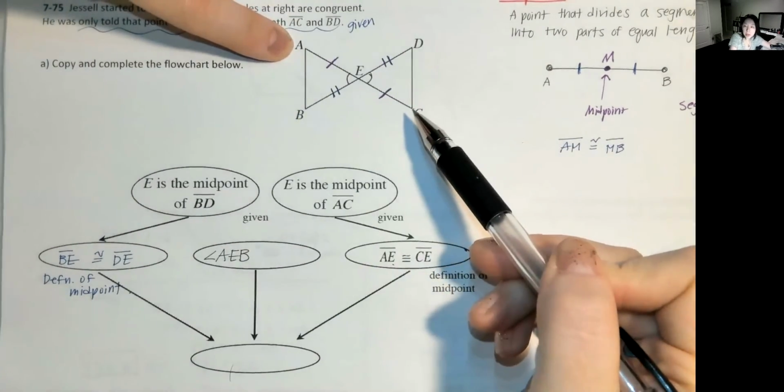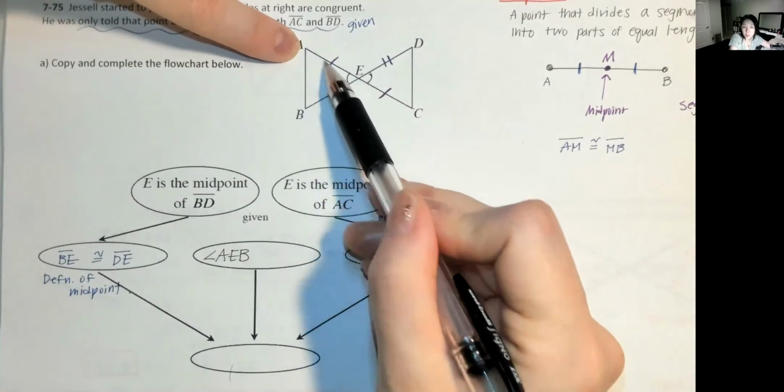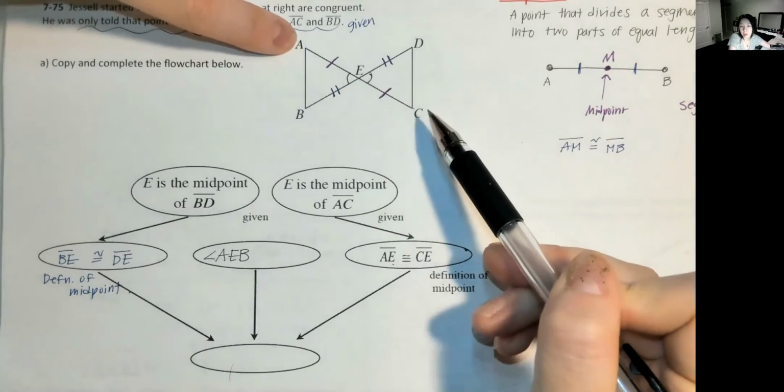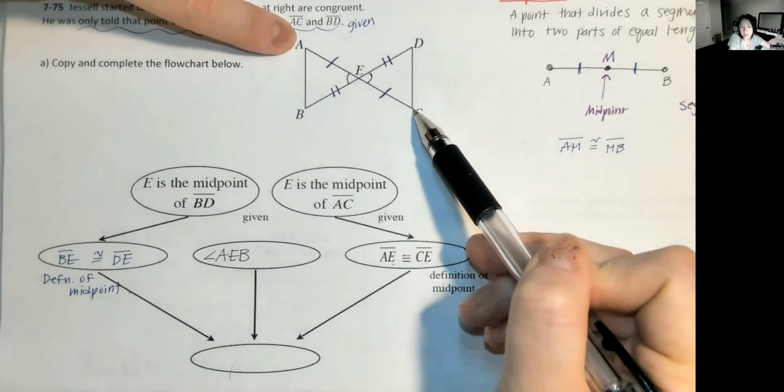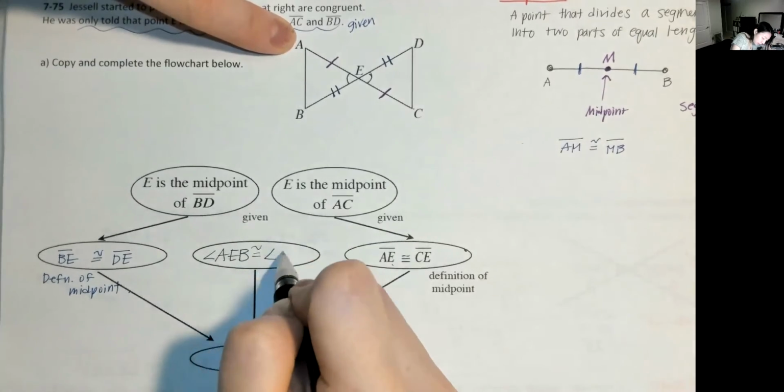Then what's the other angle? If I start with A and then go to E, that's one tick mark. So then in the other triangle, I should start with C. A corresponds to C, and it's going to be CED. Angle CED.